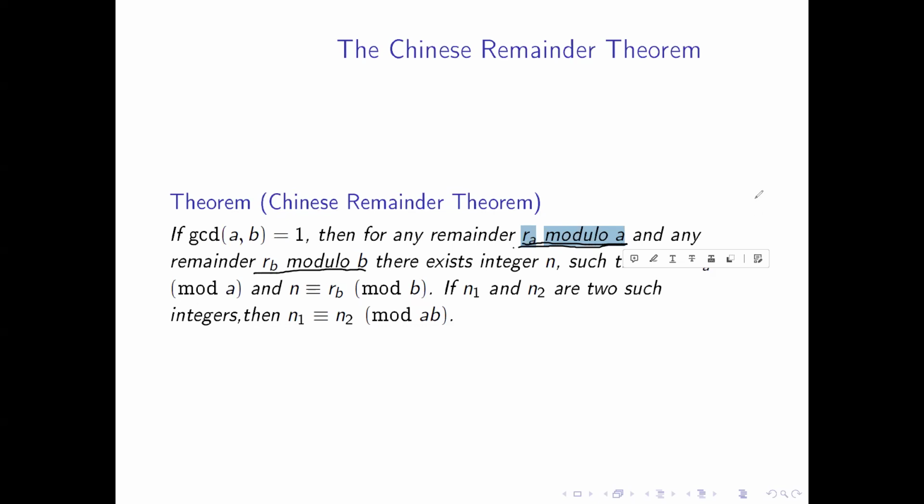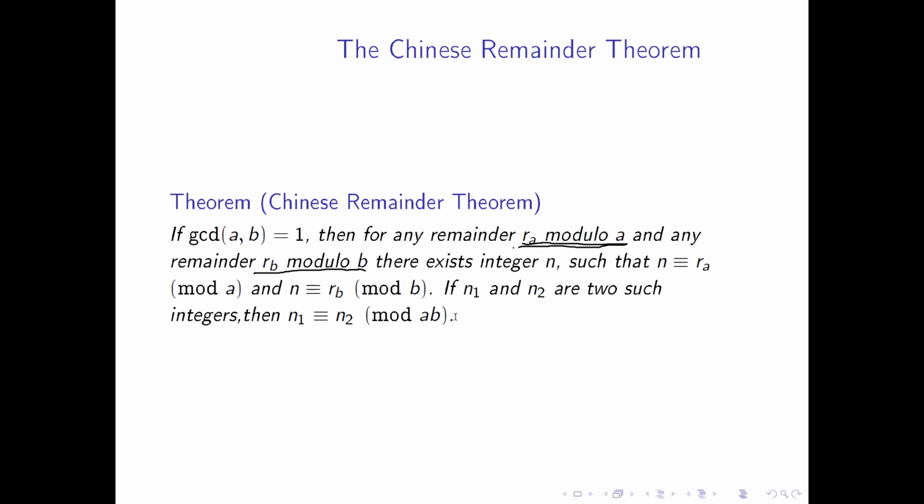So our two values we have to care about are r mod A and s mod B. Then there exists some integer n out there that is congruent to r mod A and congruent to s mod B. And any two such values are congruent to each other mod A times B.